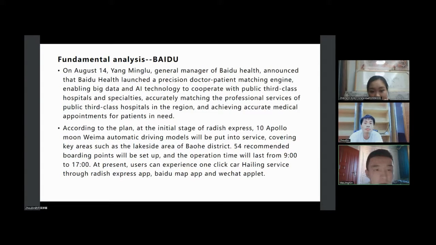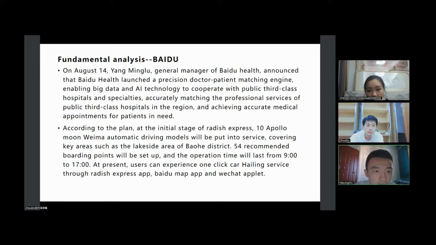Fundamental analysis, Baidu. On August 14, the general manager of Baidu Health announced that Baidu Health has now launched a precision doctor-patient matching engine, enabling big data and AI technology to cooperate with public third-class hospitals and specialties, accurately matching the professional services of public third-class hospitals in the region and achieving accurate medical appointments for patients in need.